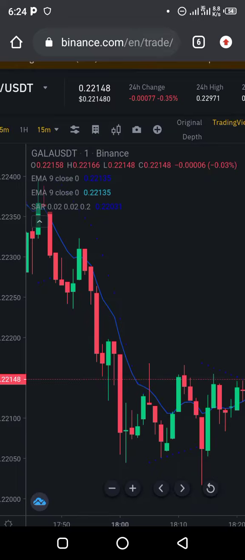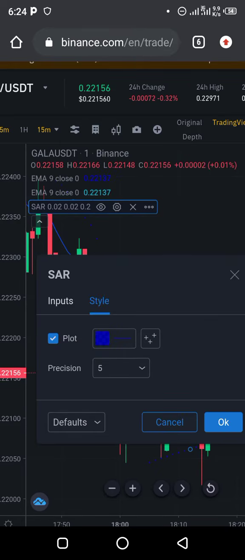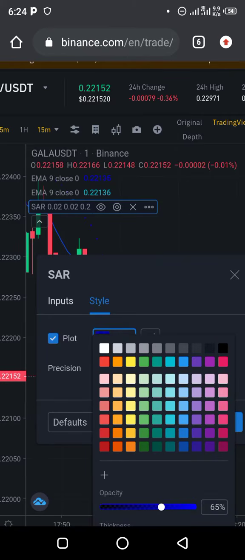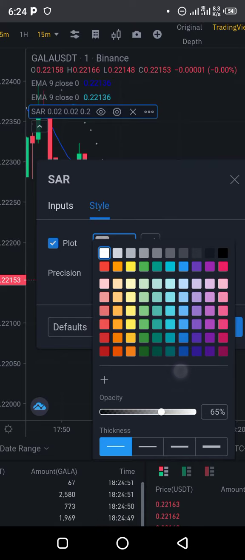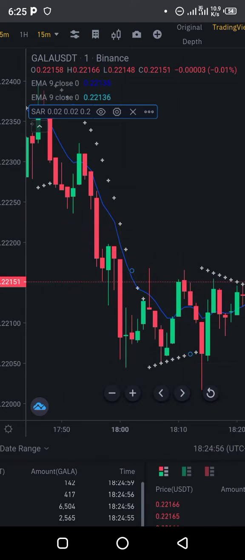After doing that, you just exit, and then I'm going to change the settings. Don't worry, I'll configure this. Let's put this on a white color, and let's make it thicker so that you can see the dots clearly. I will explain what this means after everything. So now we're done with that.